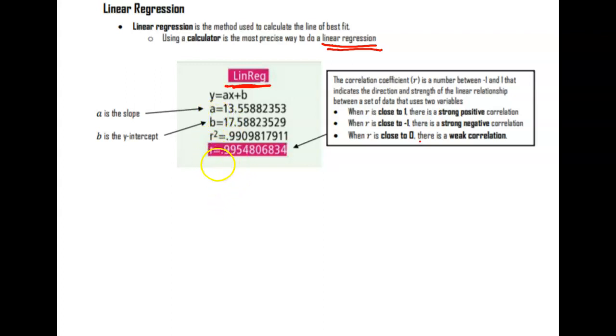This r value that the calculator will give you is called the correlation coefficient, and it's a number that falls between -1 and 1, and it indicates the direction and strength of the linear relationship. So if the r is close to the number 1, then it's a strong positive correlation. But if it's close to -1, it's a strong negative correlation. And if it's close to 0 in the middle, that would show there's a weak correlation.